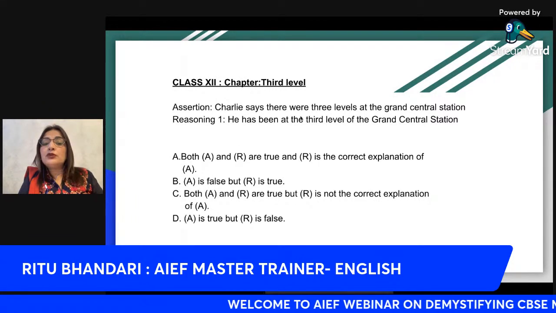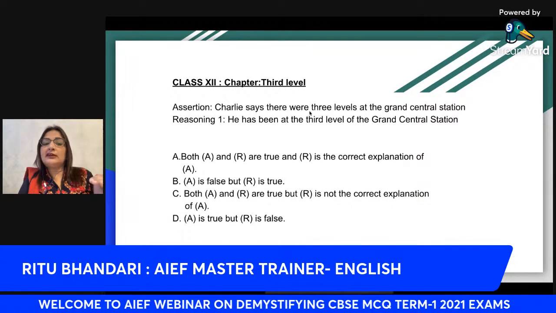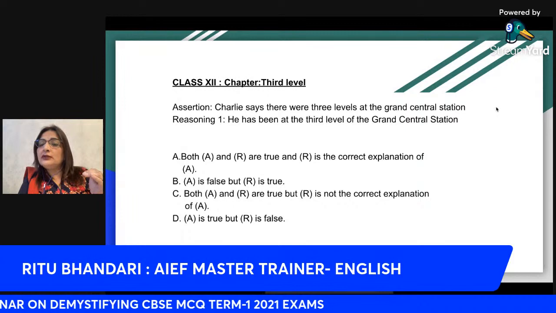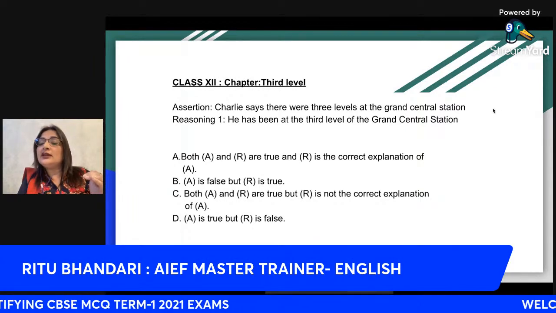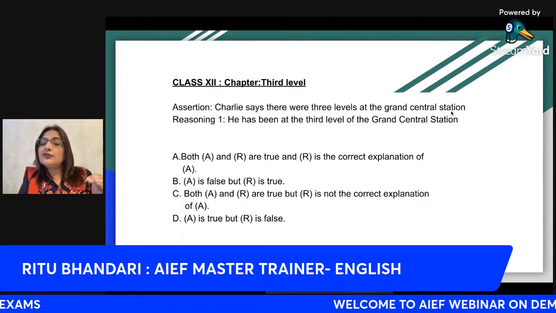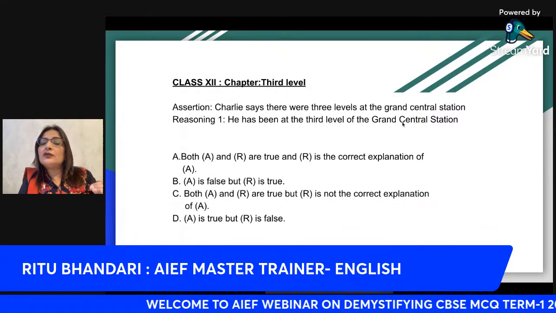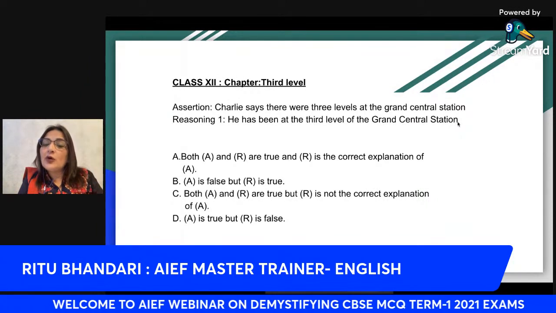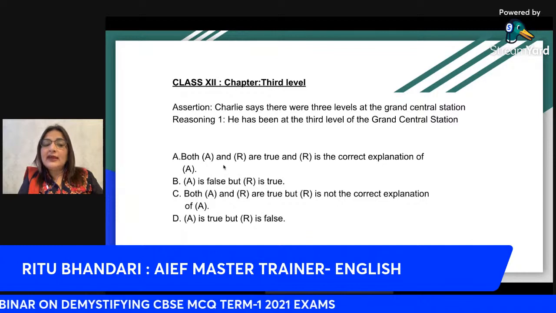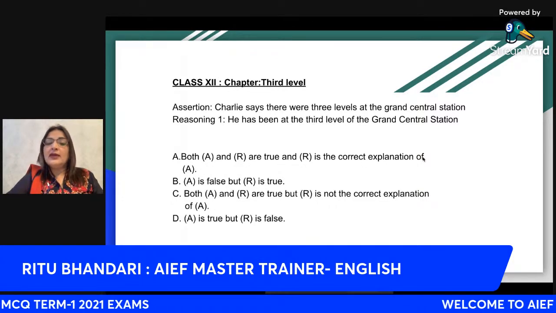Now, I have to put in the second step of my 2-step strategy, which says I will read this in continuation after putting the coordinating conjunction because here. Charlie says there were 3 levels at the Grand Central Station because he has been at the 3rd level of the Grand Central Station, and we all know that that is true. So the answer is A. A and R are true, and R is the correct explanation of A.